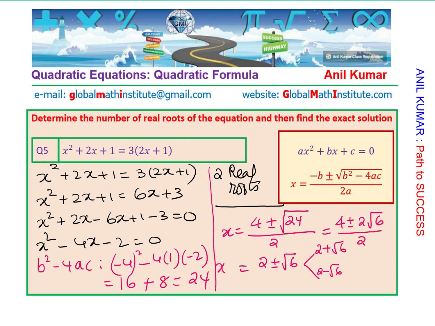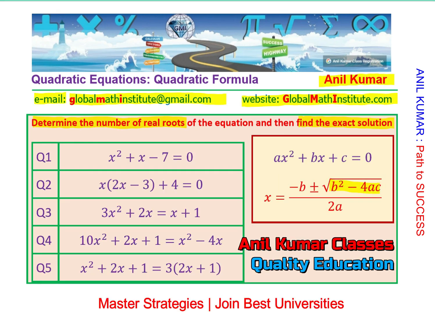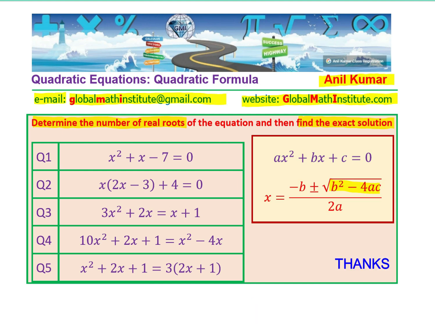Perfect. With that, we have solved all the 5 questions taken. I hope it makes sense and you understand that checking b squared minus 4ac tells us whether we have two roots, one root, or no real root. And then, once we have done that, we can calculate the roots required for the given equation.